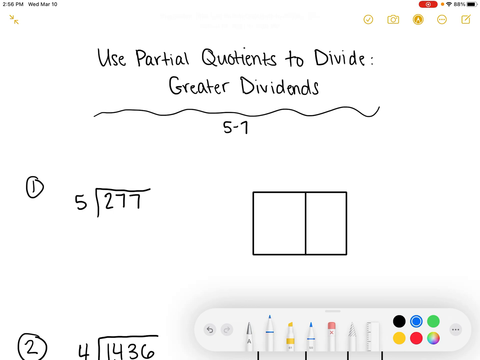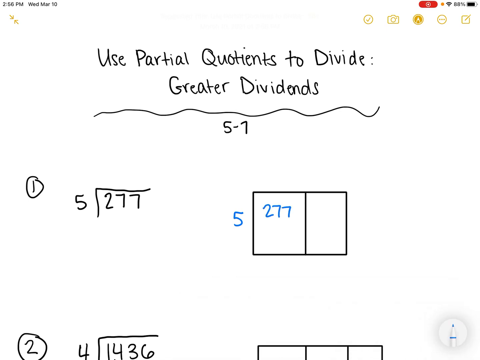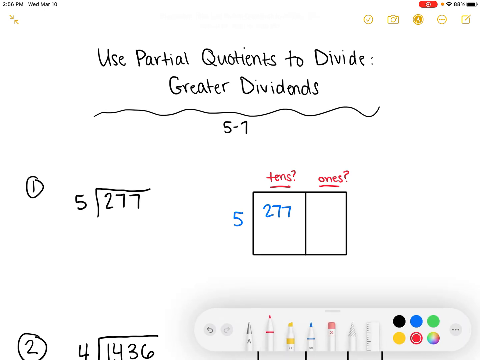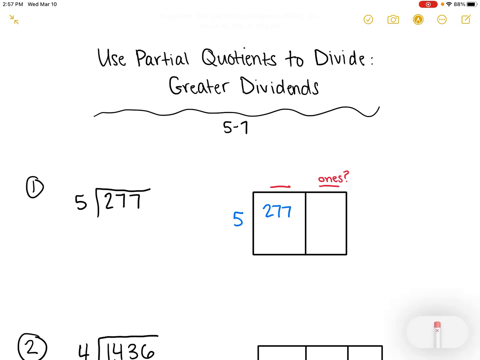So just like in the last video, I'm going to set up my box with the 5 on the outside and 277 on the inside. And then I have to ask myself the question, how many 10s and how many 1s go into 277 when they're multiplied by 5 without going over? So let's first think about our 10s. As a reminder, 10s are 10, 20, 30, 40, 50, 60, 70, 80, and 90. So any of those are options that you can multiply by 5 to get close to, but not over 277. So let's try to figure out our 10s.